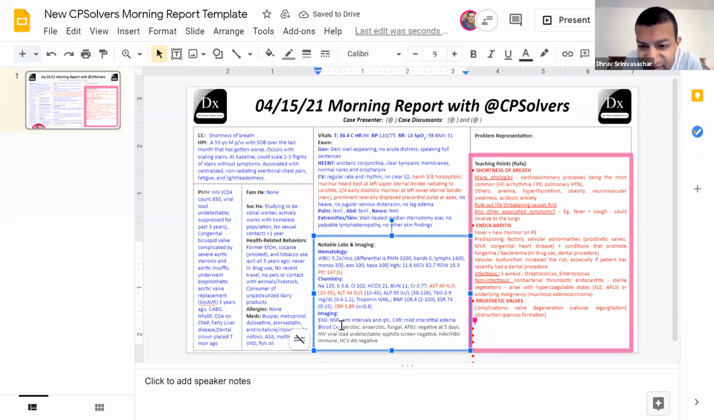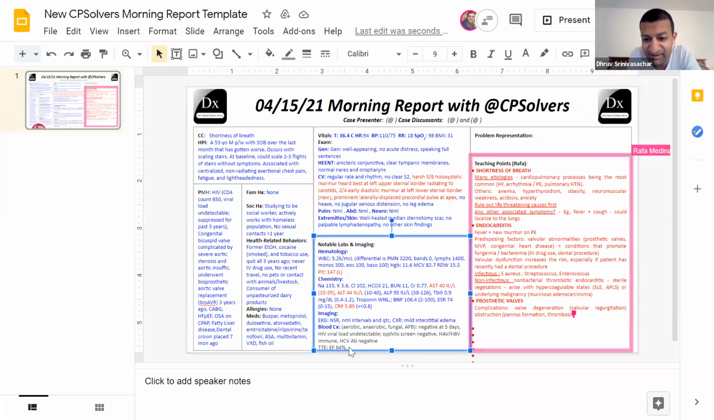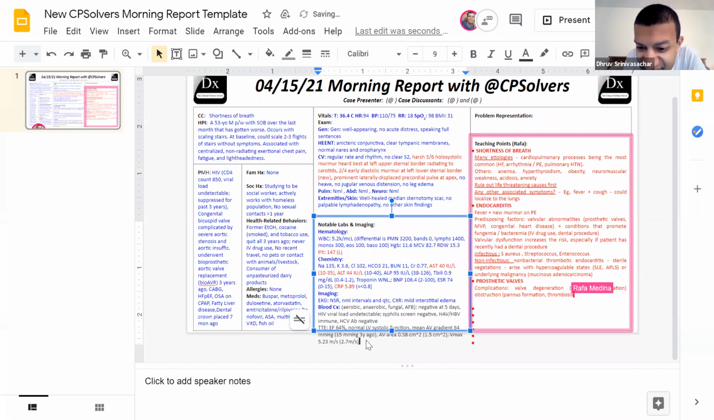And then in terms of additional imaging, they did get a repeat transthoracic echo, which showed an ejection fraction of 64%, normal left ventricle systolic function, a mean aortic valve gradient of 64 millimeters of mercury, whereas it was 15 about 3 years ago, an aortic valve area of 0.58 square centimeters, where the normal should be 1.5, and a max velocity of 5.23 meters per second, where the normal velocity should be about 2.7.